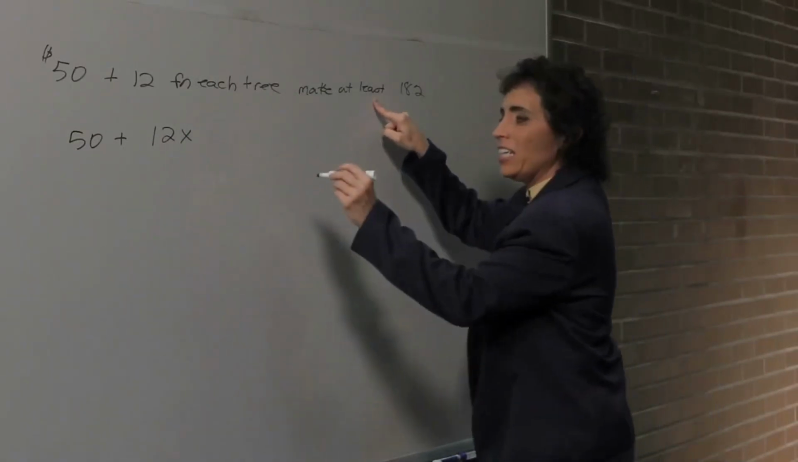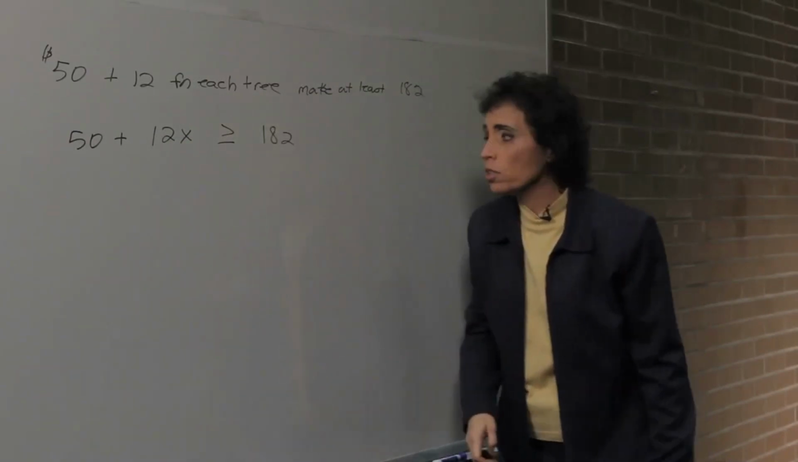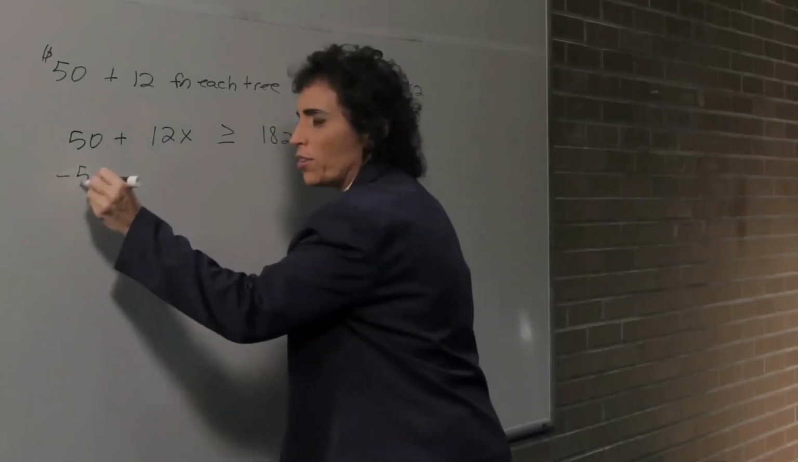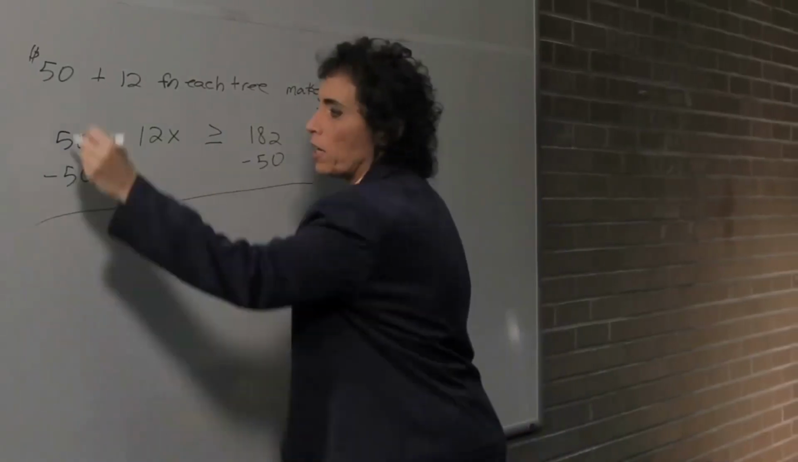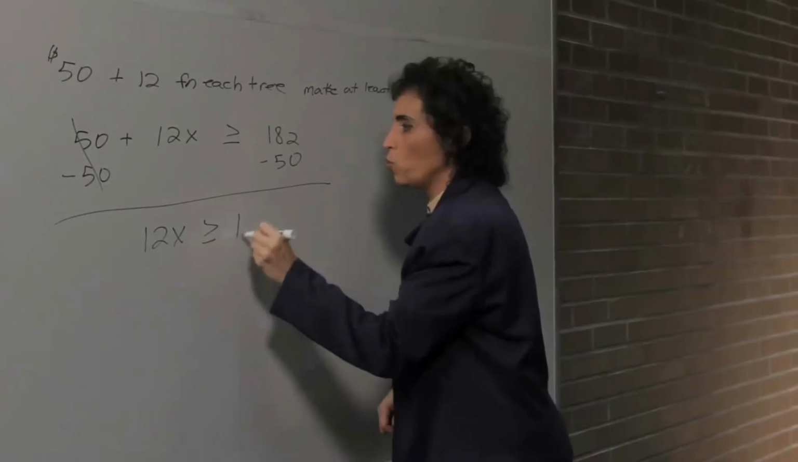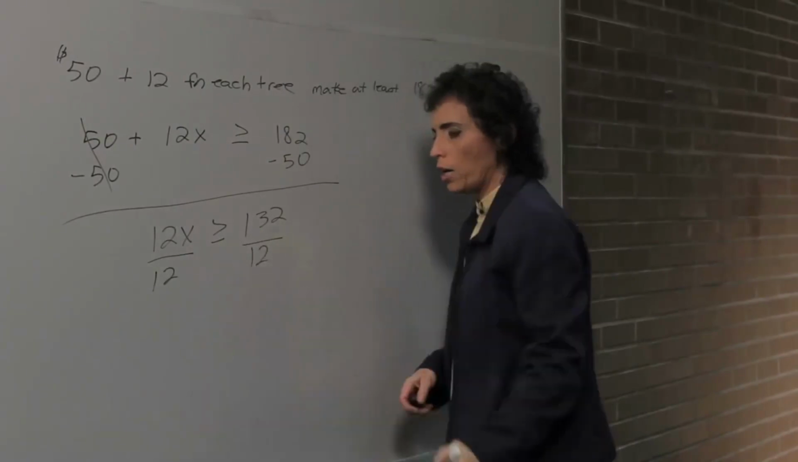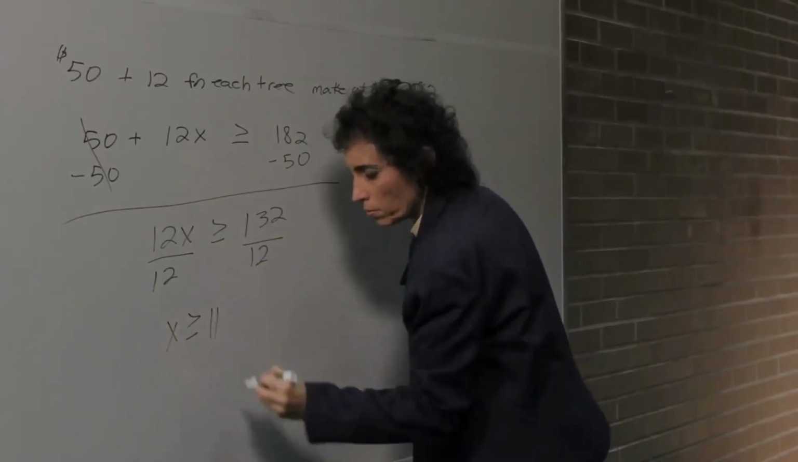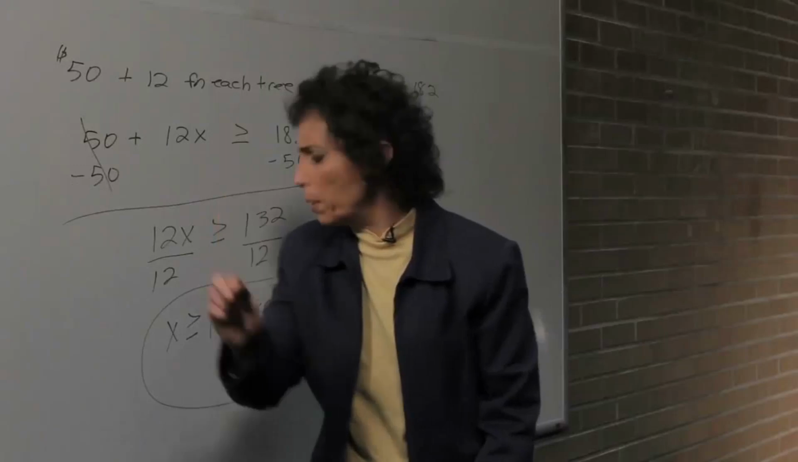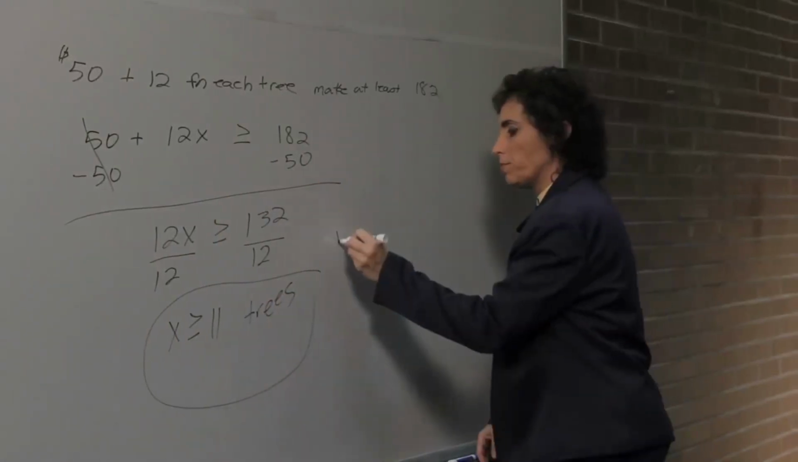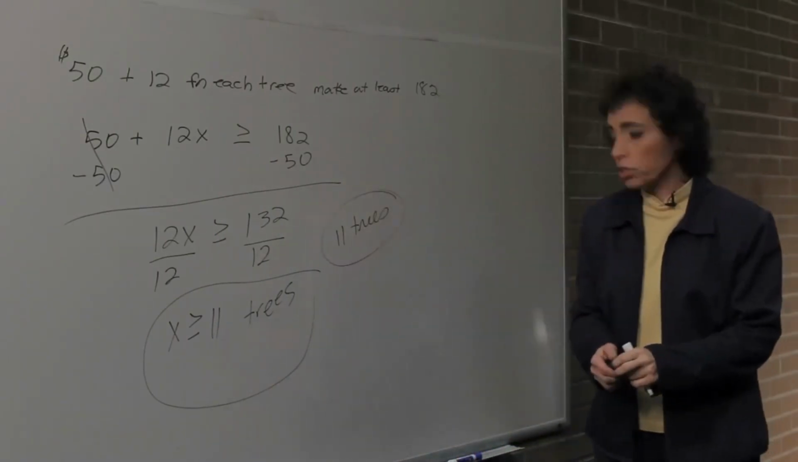And she wants to make at least, and at least means greater than or equal to $182. That's the way that looks. Kind of exactly like we did the other day. I think we were renting a car yesterday. I can't really remember. Or the last lesson, whenever we did it. 12x is greater than or equal to 132. Divide by 12, divide by 12. That's 11 trees. Greater than or equal to 11 trees, but what's the question? What is the minimum? The minimum is 11 trees. Okay, that takes care of that problem. Let's look at the next problem.